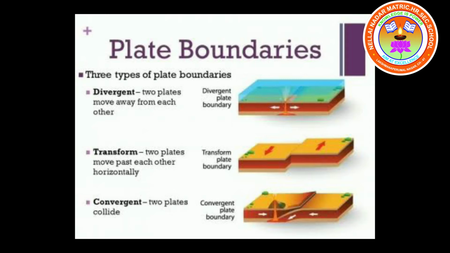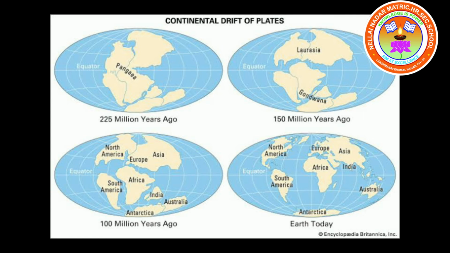Next, movements of continental plates. Here on the screen, continental drift of plates is given. Definitely you can understand what is in this. Here, 225 million years ago, how was the continent? 150 million years ago, how was the continent? The same at 100 million years ago. And you can see how the Earth is today.